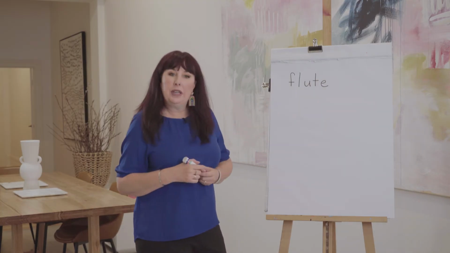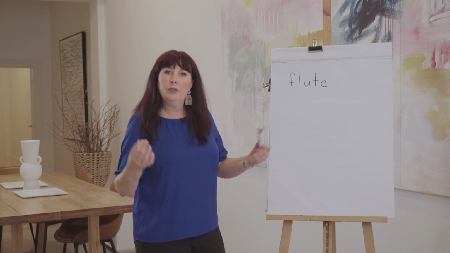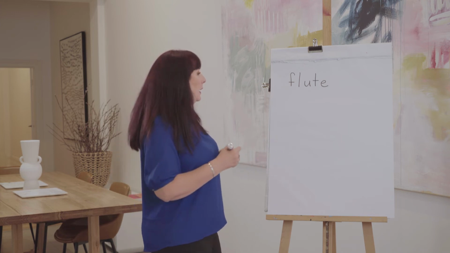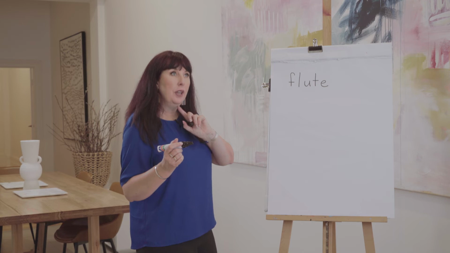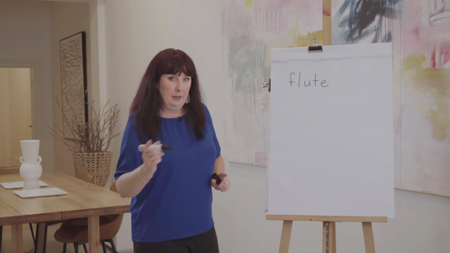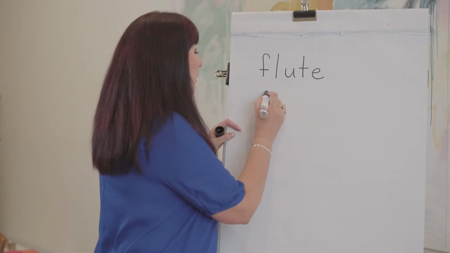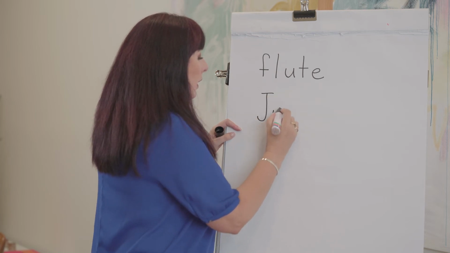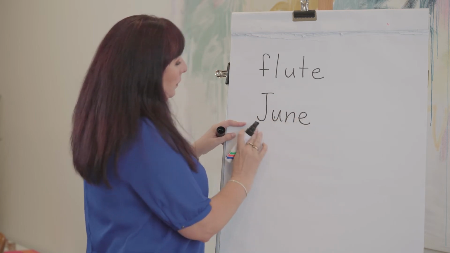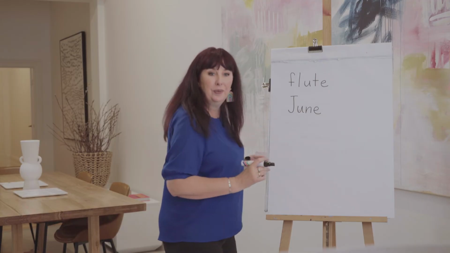Our next word is June. It's a month after May. June. Say it with me, June. We need a capital letter when it's the name of a month. Are you ready? So big J, June. Good job.